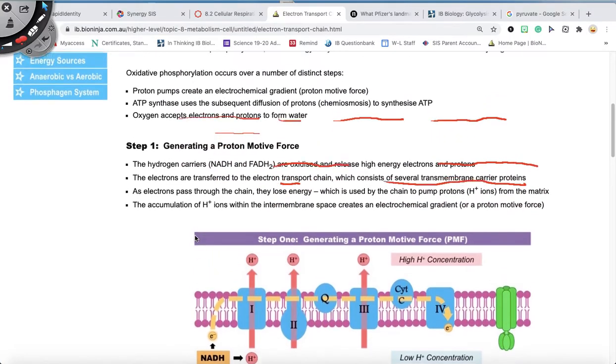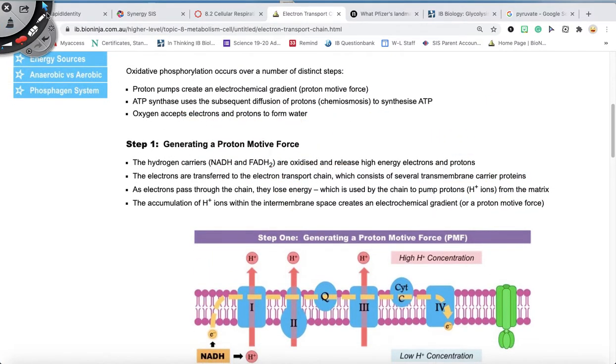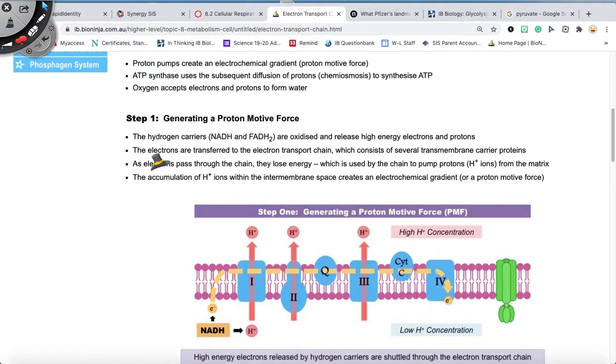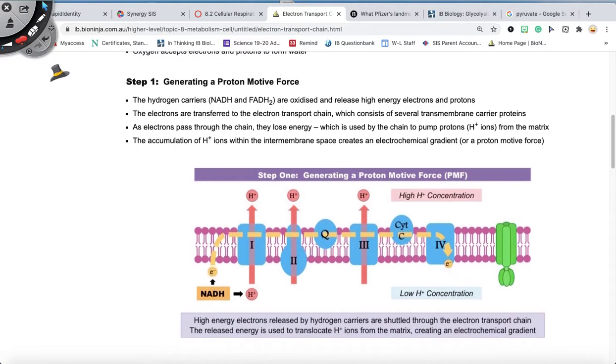So let's look at the steps here. Oxidative phosphorylation occurs in a number of distinct steps. There are 3 steps that we are going to be looking at. Let's focus on the first step. The first step is to generate a proton motive force. Move this up a little bit. There we go. This proton motive force can also be called an electrochemical gradient.